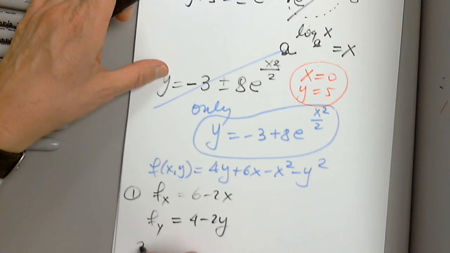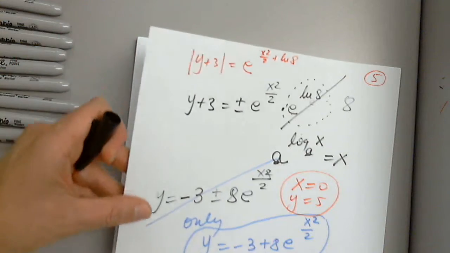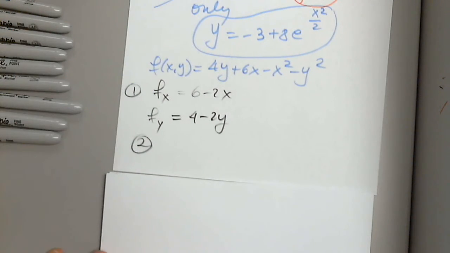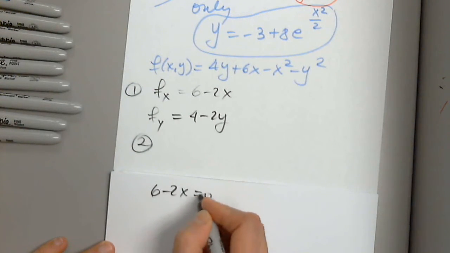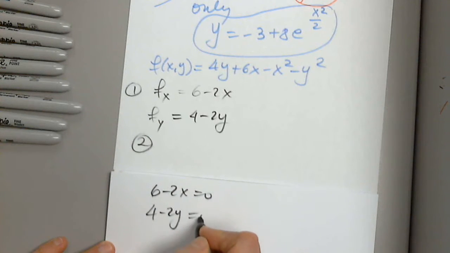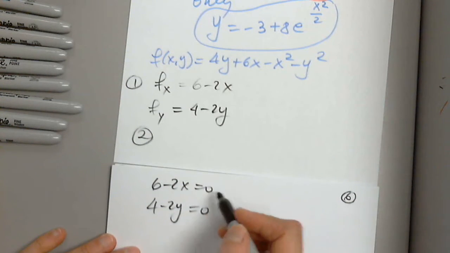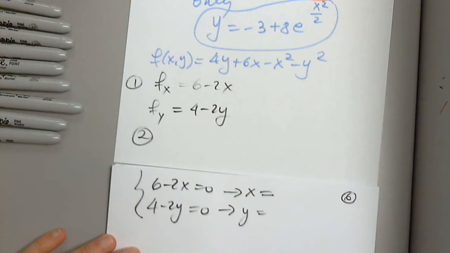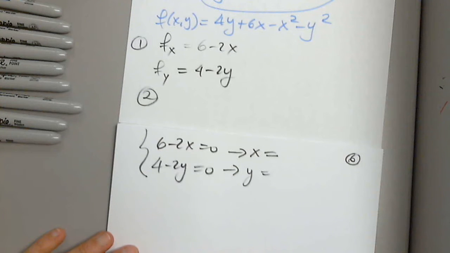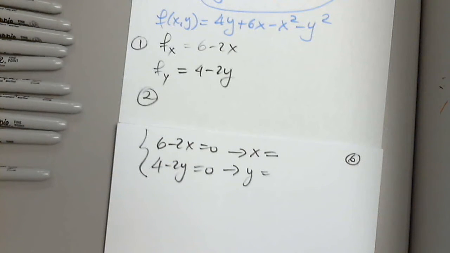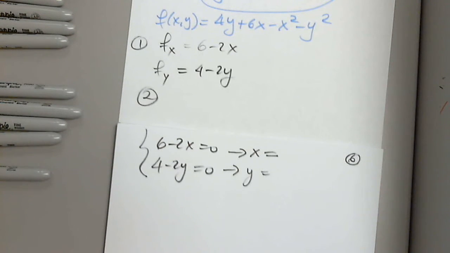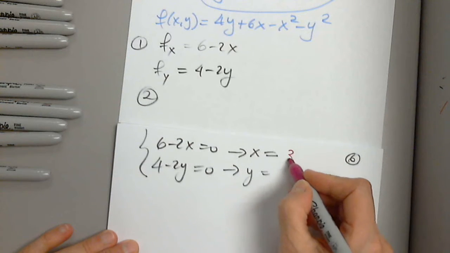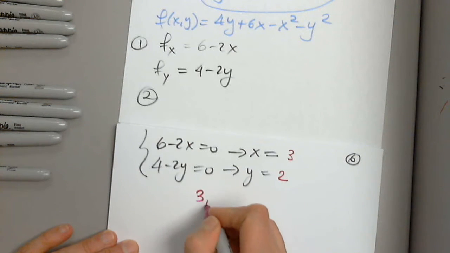Excellent. In step 2, I have to set them equal to 0. So I have 6 minus 2x equals 0 and 4 minus 2y equals 0. So this is a system, and I get that x equals and I get that y equals. X equals 3. Very good. Y equals 2. Very good. So then the point is 3 comma 2.